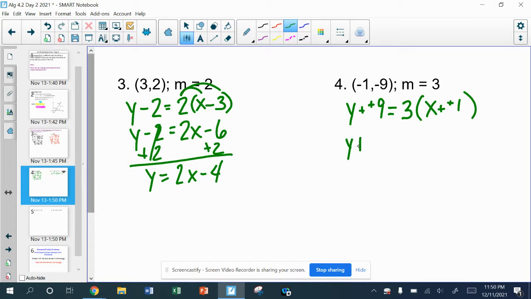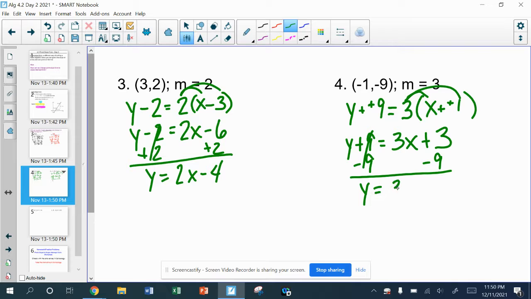So I would, on both of these, change that to keep, change. So I have y plus 9 equals 3x plus 3. And then we just get rid of the 9. The number that's with the y is always the second step to get rid of. And positive 3 minus 9 would be a negative 6.